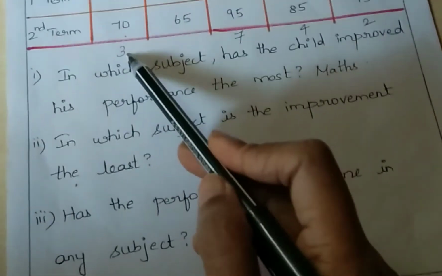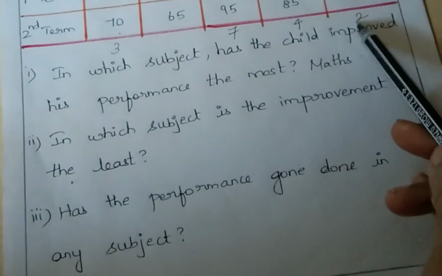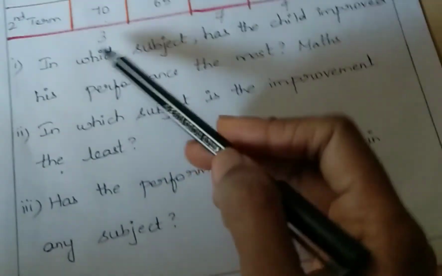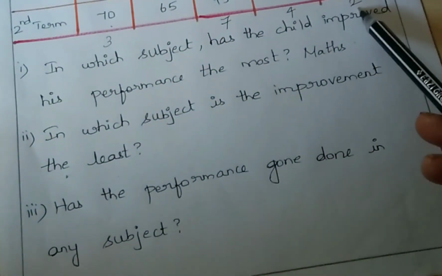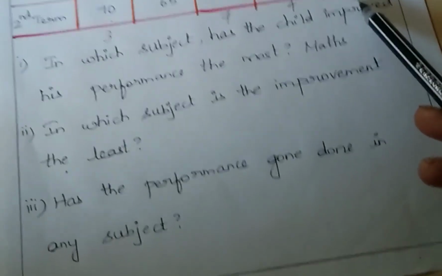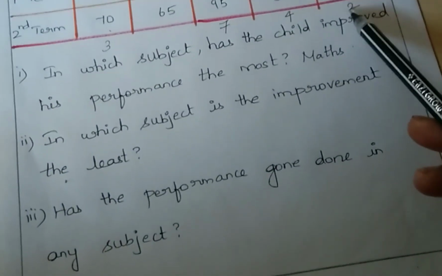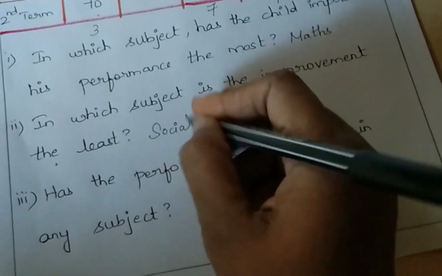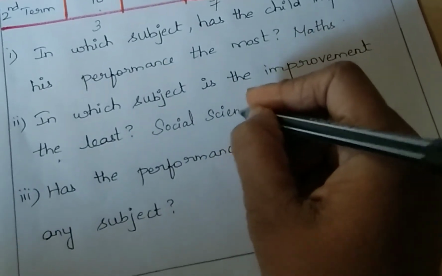Next one. In which subject is the improvement the least? The improvement marks are this much. Which is the least number? 2. So the performance is least in which subject? In social science. So your answer is social science.